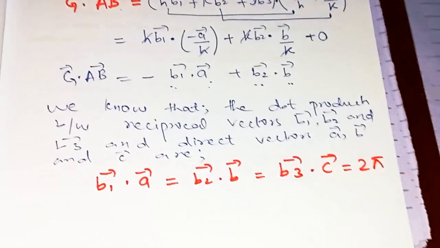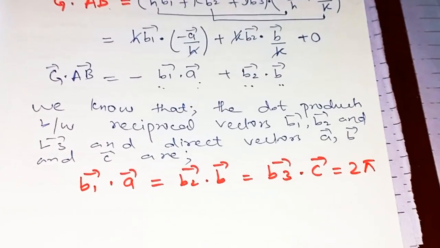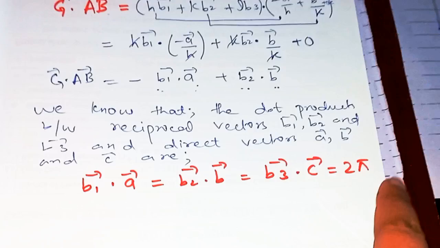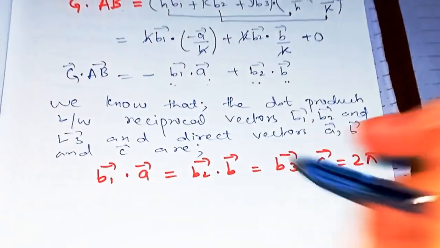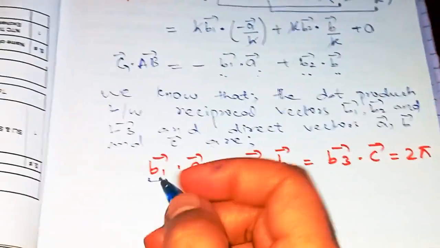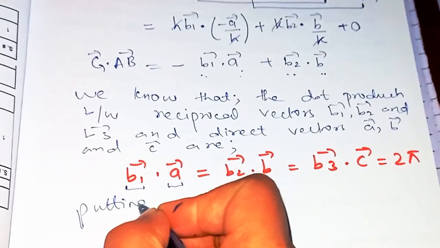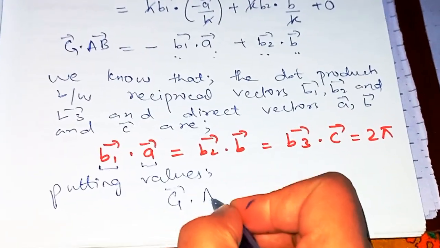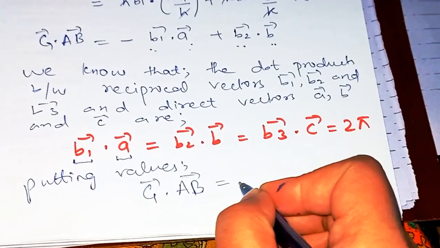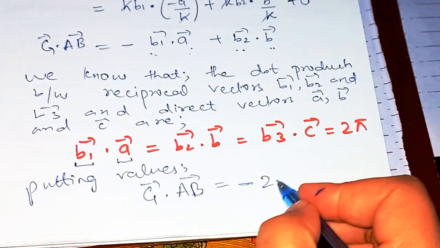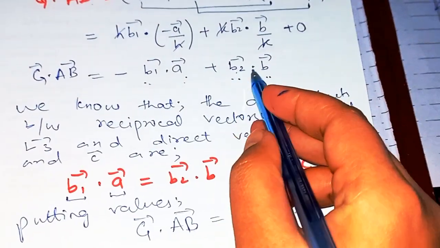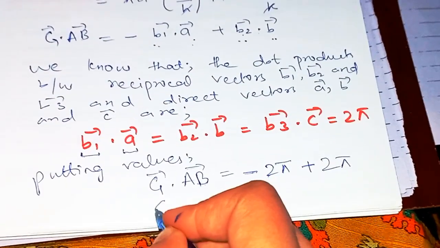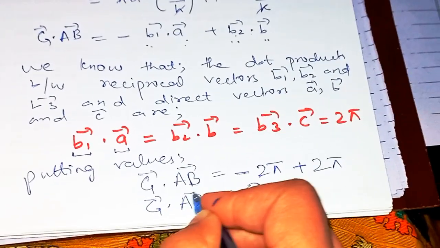Alright, and if the g vector is not normalized, in that case it is equal to 1, but mostly they take 2 pi. So for a non-normalized g vector it's 2 pi. Alright, and it always holds, so you can put the values. We have g dot ab, that is equal to minus b1 dot a, which is minus 2 pi, plus b2 dot b, that is 2 pi. Minus 2 pi plus 2 pi is equal to 0. So we can see here that g dot ab equals 0.